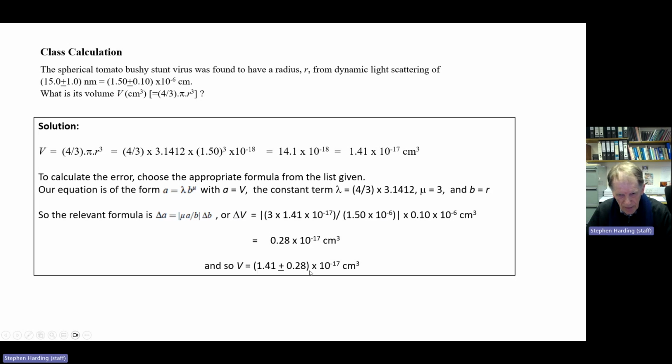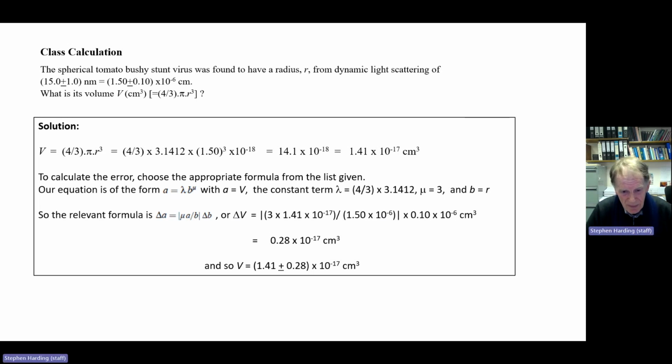And we've used brackets here, which presents the answer in an elegant way, since both that number and that number are multiplied by 10 to the minus 17, have unit centimeter cubed, and the number of decimal places in the error is equal to the number of decimal places in the value itself. So that's how we can calculate the error of a measurement which depends on more than one other measurement. In this case, it's the radius, which has been cubed.